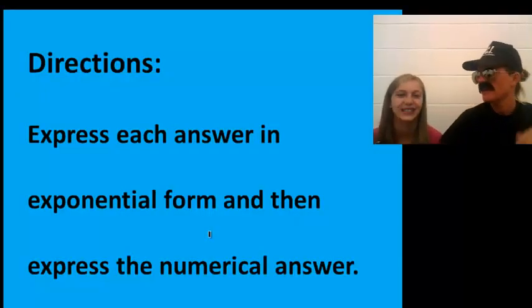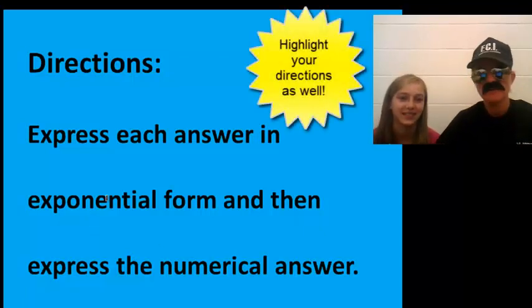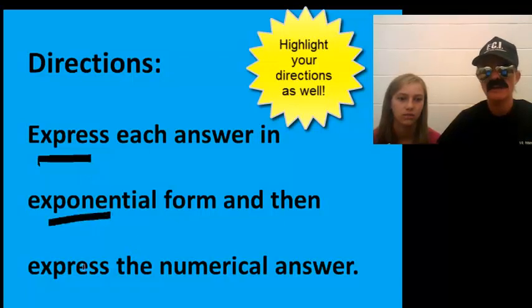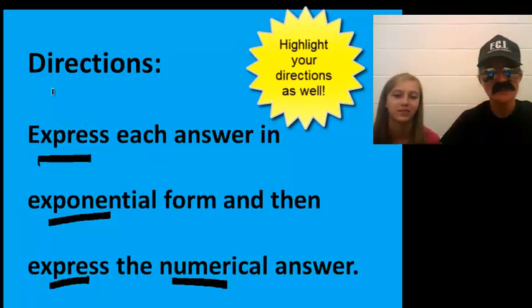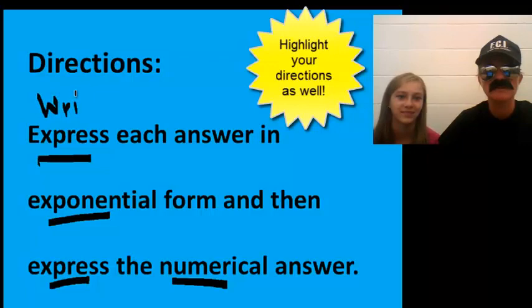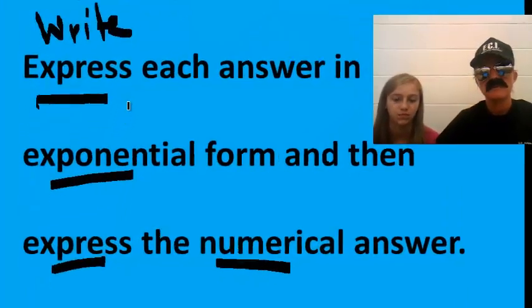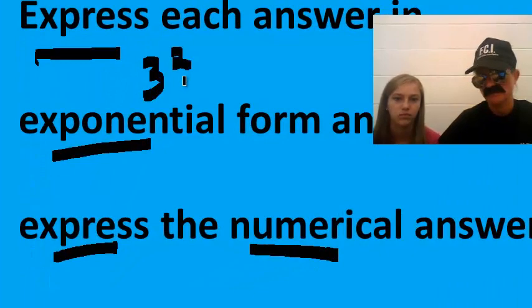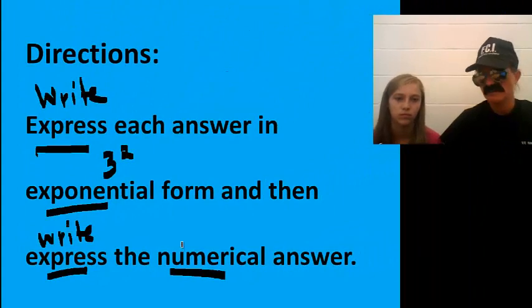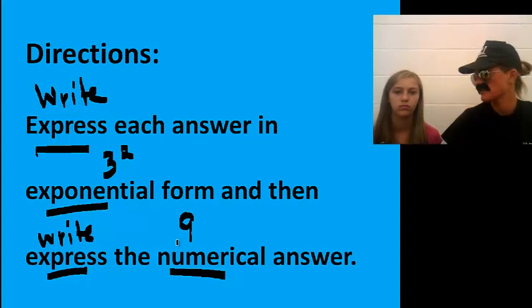Anyway, the directions for all of these today: you're going to have to express each answer in exponential form and then express in numerical form. What do you think express would mean? Right. It's a big fancy word to write. So write each answer in exponential form, meaning you need to write it with an exponent. Then you have to write it as a number. So 3 squared is the same as 9. And that's what the directions are.